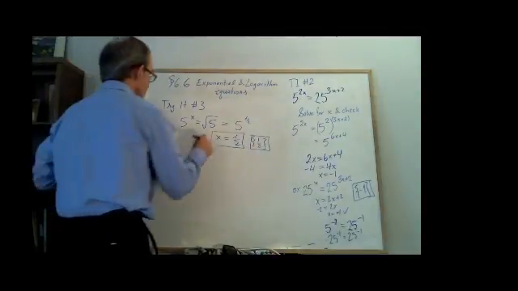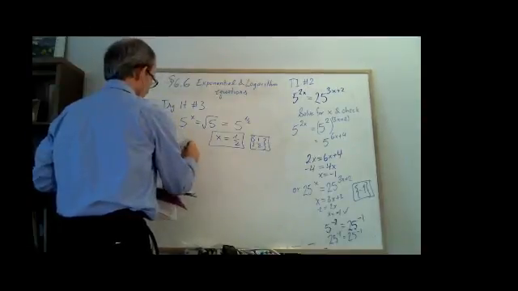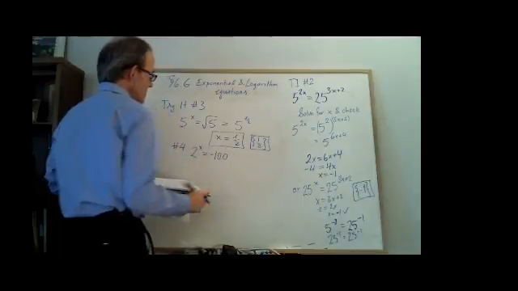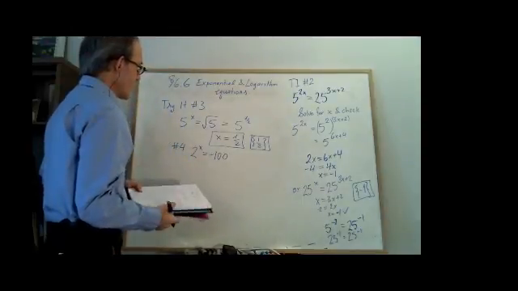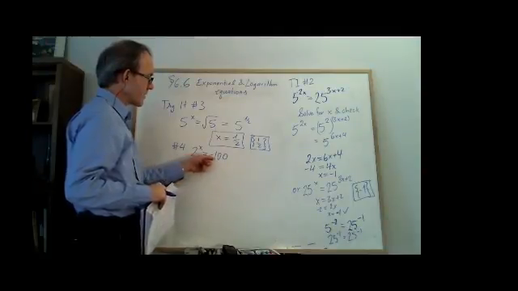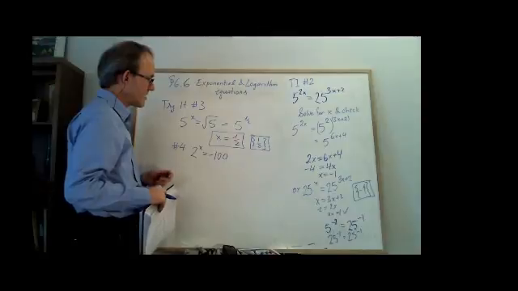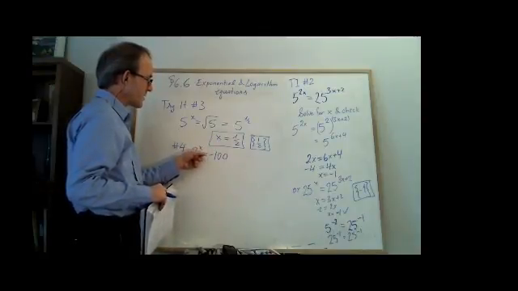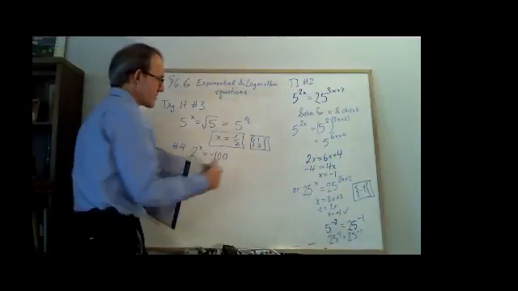Number 4, 2 to the x is equal to minus 100. So it's a bit of a trick question here. But it's not hard to see that you cannot solve this because you would need to take the logarithm of a negative number, base 2. Or you can see that 2 raised to any real number will always give you something positive, so it can never be negative. So here there's no solution.